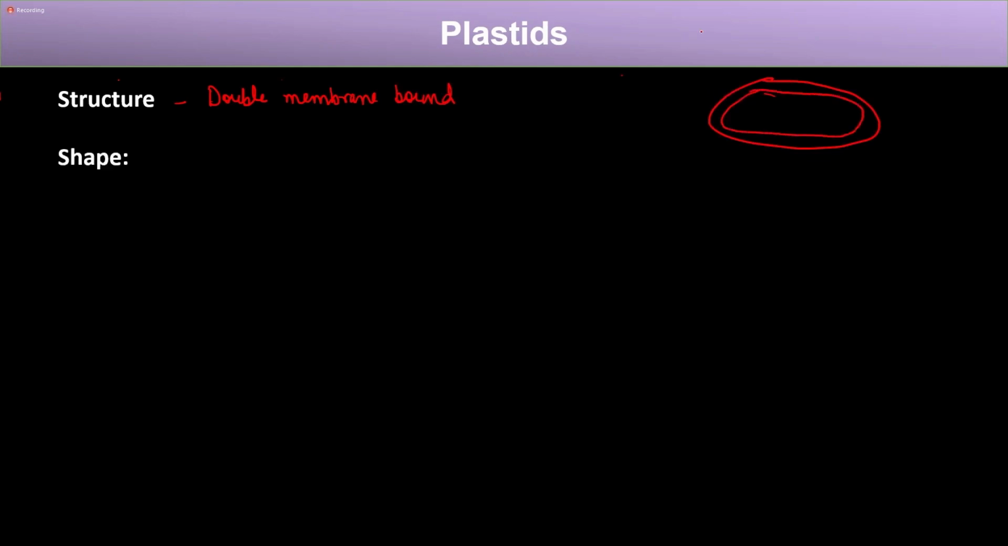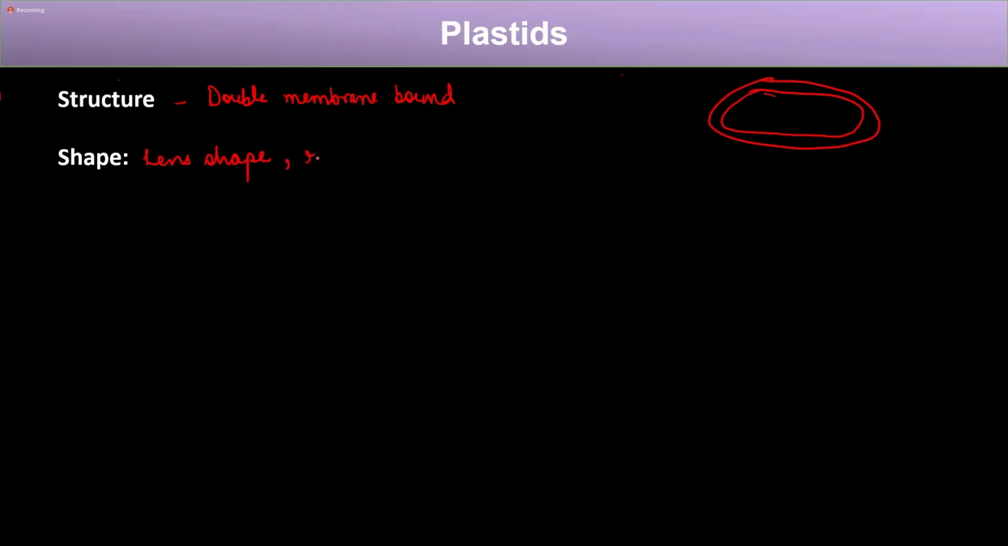If you talk about the structure of a plastid, a plastid is again a double membrane bound structure, right? So plastid will also look something like this. It has two membranes. Now, if we talk about the shape of a plastid, the shape varies. It can be lens shape, which is present in the majority of plants.